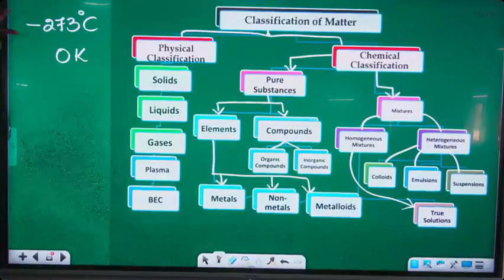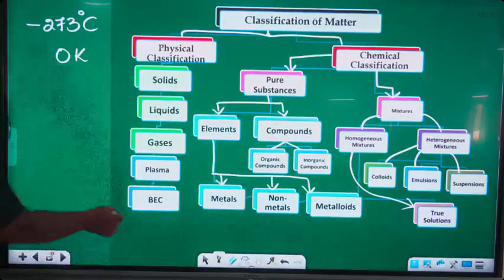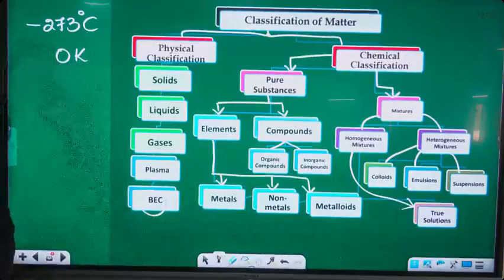0 Kelvin also has another term, we also call it absolute zero temperature. Minus 273 degrees centigrade or 0 Kelvin or absolute zero temperature, that is known as the Bose-Einstein condensed state. Can we see this state?